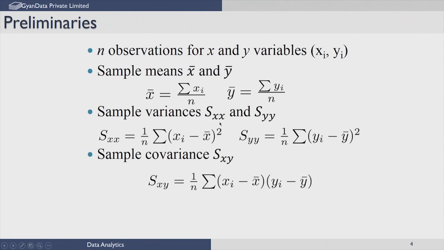We can also define sample variances, which is nothing but the sum squared deviation of the individual values from the respective means, xi minus x bar whole square, summed over all the values divided by n or n minus 1 as the case may be. So, we define these sample variances sxx and syy corresponding to the sample variance of x and y.